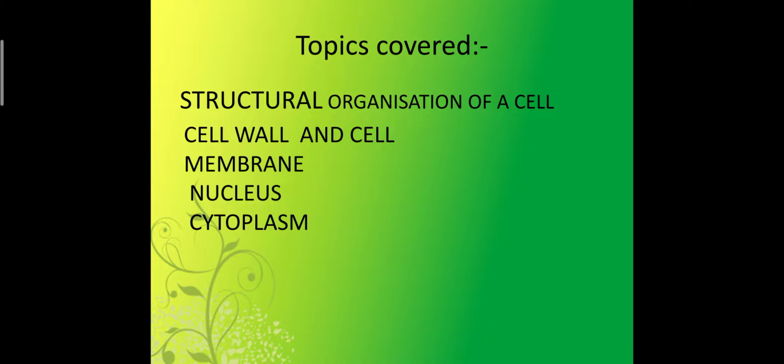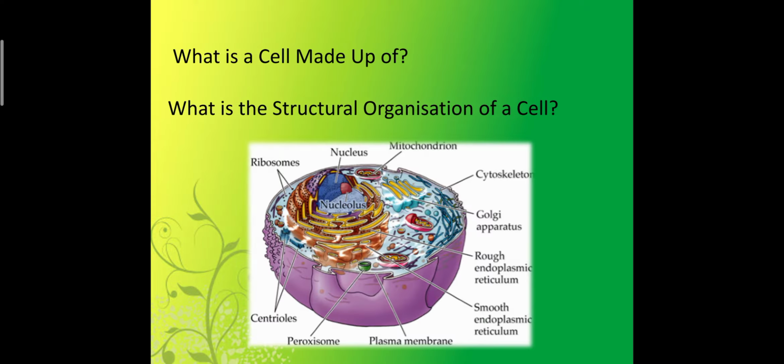Now, cell wall and cell membrane are the two main structural units of a cell. Cell wall is present in plants while it is absent in animals. This is the biggest difference between a plant cell and an animal cell. We'll study these in detail.